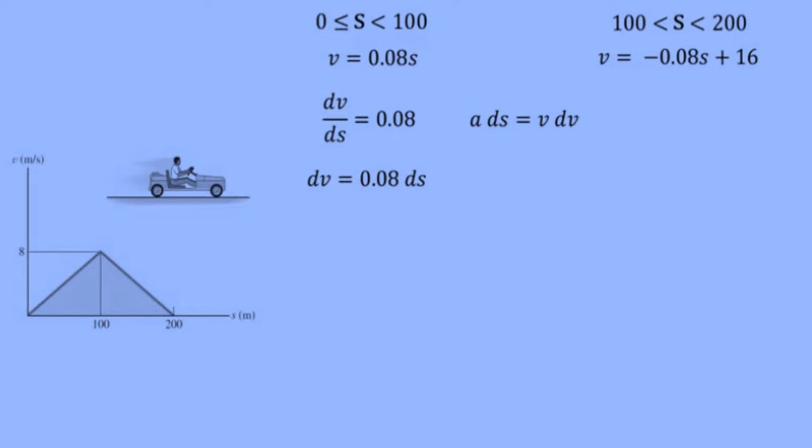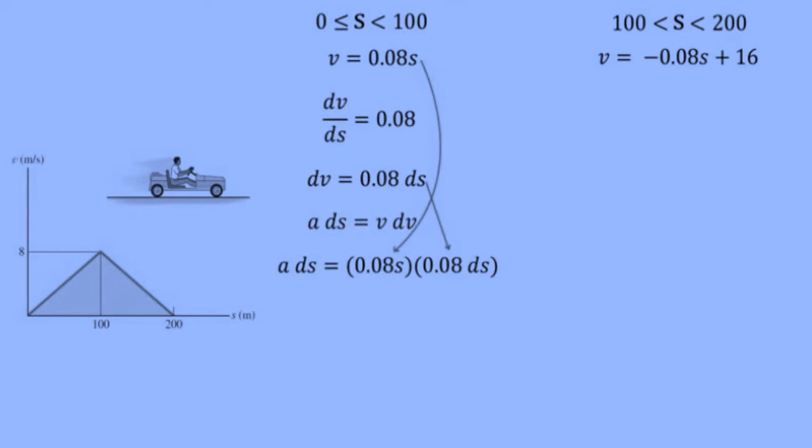Then it is just substituting this into our equation. So a ds equals v dv, the v part is 0.08 s, the dv part is 0.08 ds. So we have a ds equals 0.08 s multiplied by 0.08 ds. Cancel out the ds from both sides, and you have an acceleration equation. a is equal to 0.0064 s. You didn't even have to take an integral.